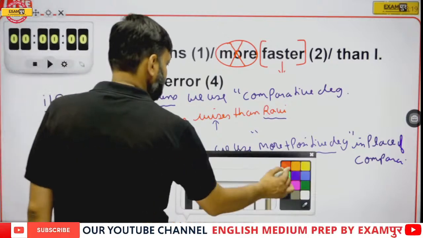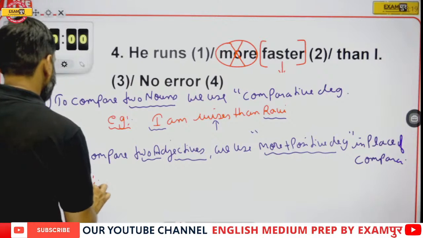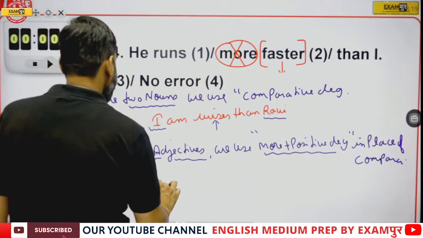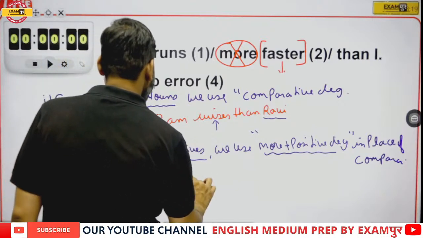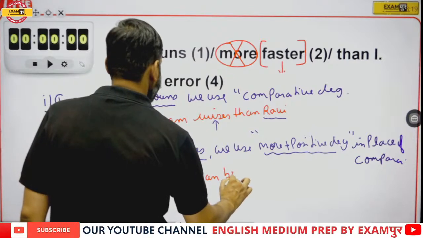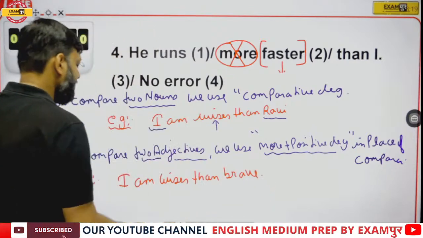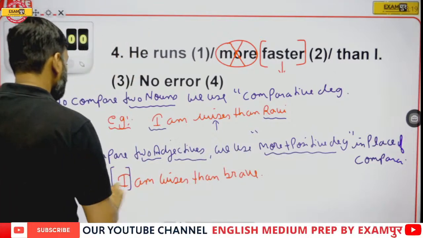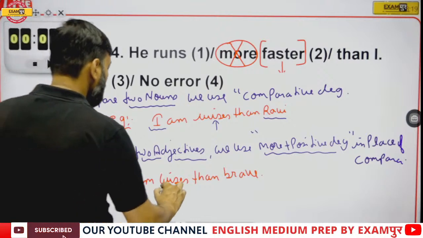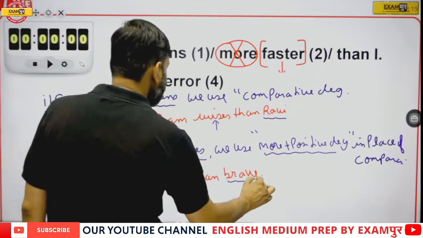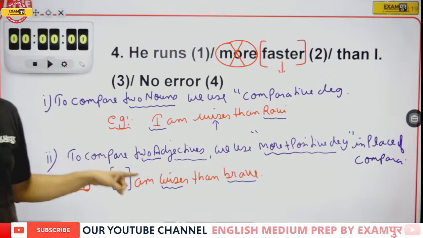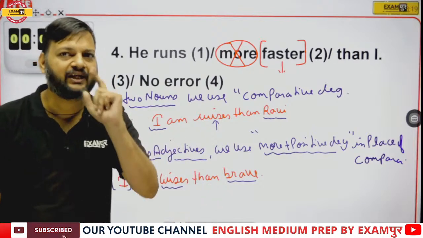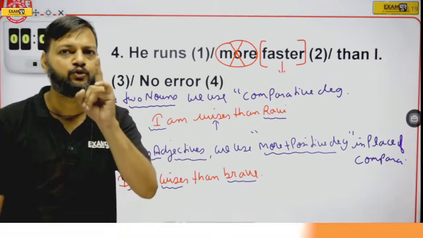For example, I am wiser than brave. Now, as you can see in this sentence, only one person is there, which is I. And here wiser is being compared with brave. In this sentence, there is only one person. Here we are comparing two adjectives.